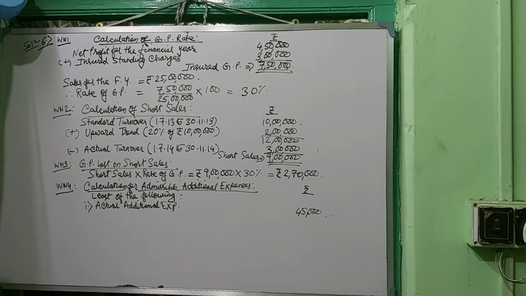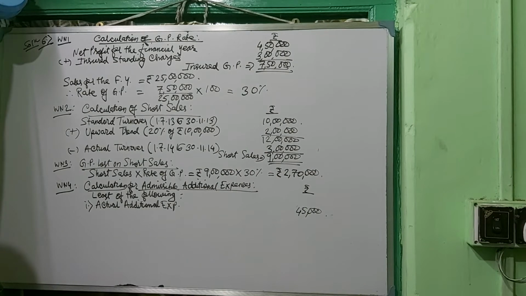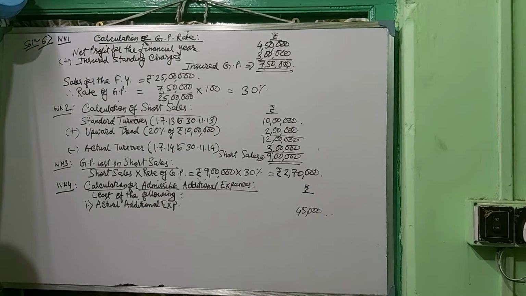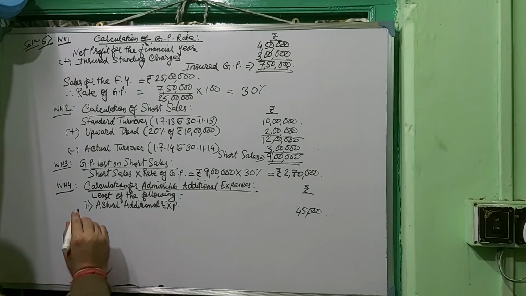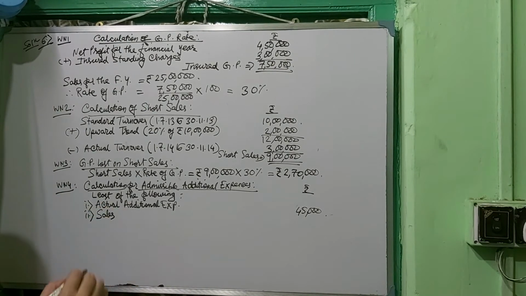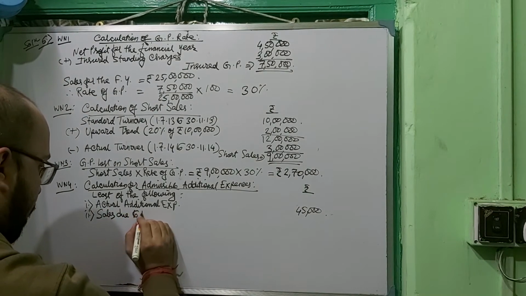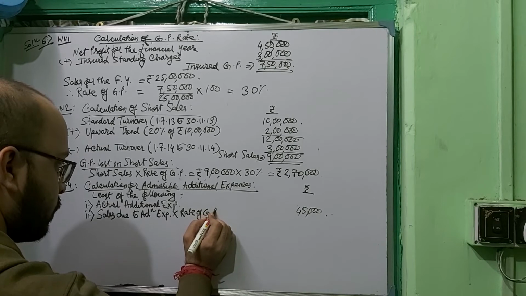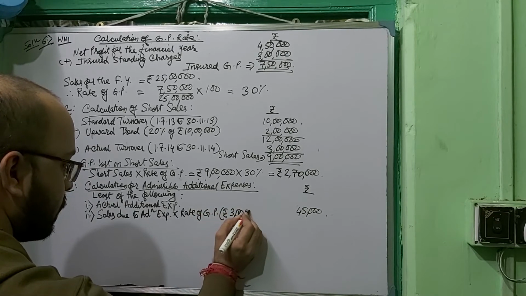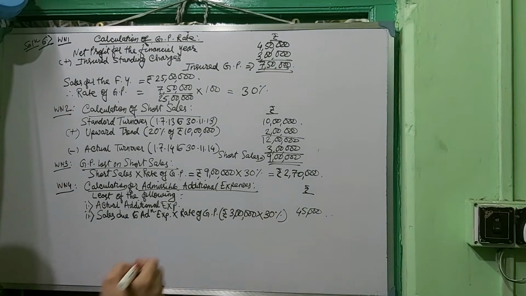Number 2 is sales due to additional expenses, which is enhanced sales. Enhanced sales means the actual turnover. So sales due to additional expenses is basically the actual turnover multiplied by the rate of GP, which is 30%. It is coming 90,000.